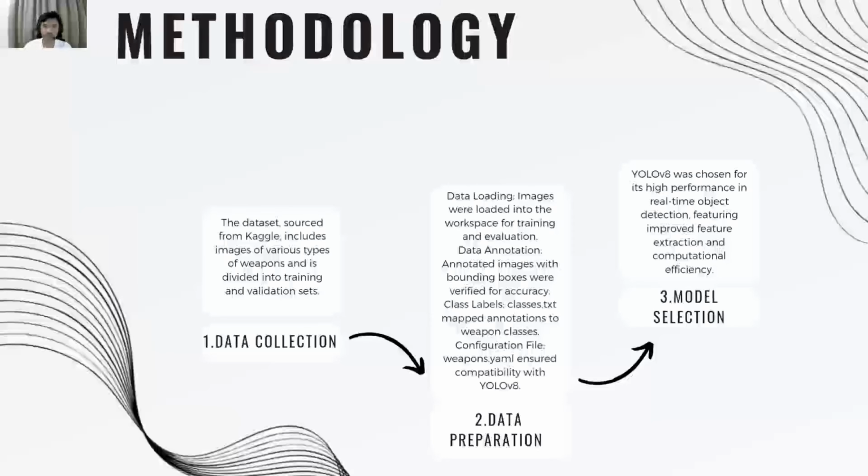Okay, so for the methodology, first we have data collection. The dataset sourced from Kaggle includes images of various types of weapons and is divided into training and validation sets. Second, we have data preparation, which is data loading. Images will be loaded into the workspace for training and evaluation. And then we have data annotation. Annotated images with bounding boxes were verified for accuracy.